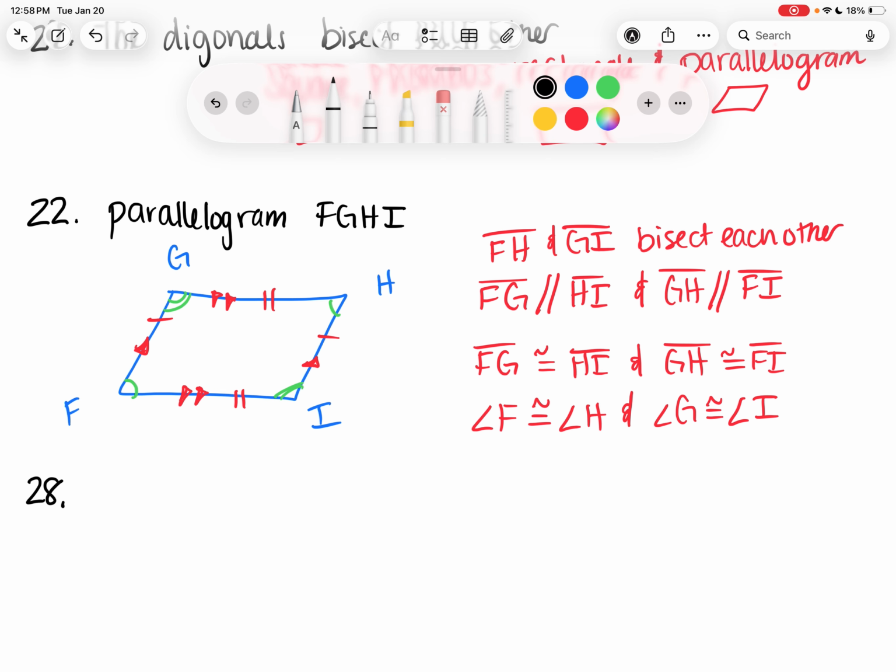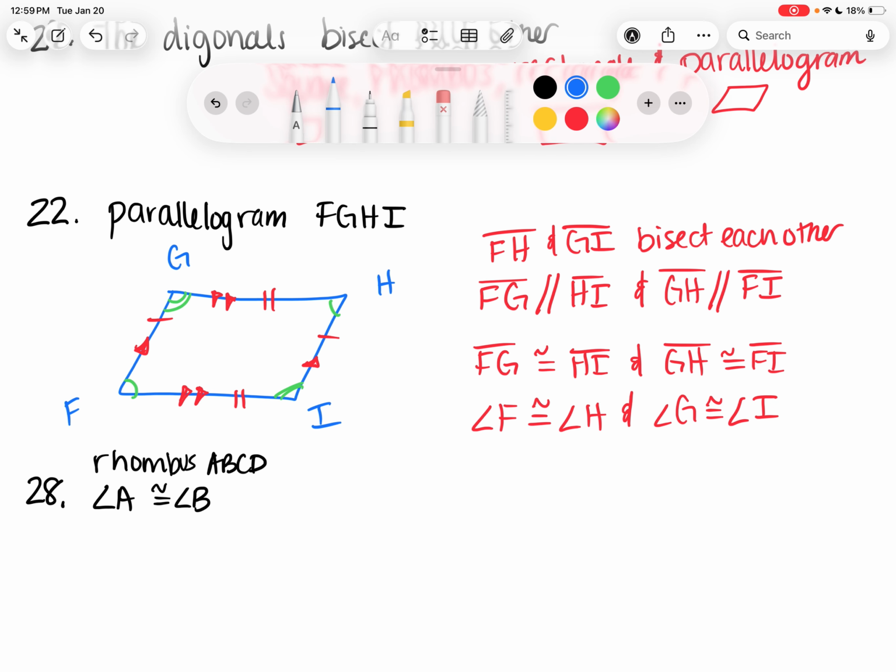For any rhombus ABCD, I'm going to write this up here so I know what shape I'm dealing with. Decide whether the statement is always, sometimes, or never true. The first ones we did that for were rectangles. Apparently I can't spell rhombus. R-H-O-M-B-U-S. There we go. Draw a sketch and explain your answer. Number 28: angle A is congruent to angle B.